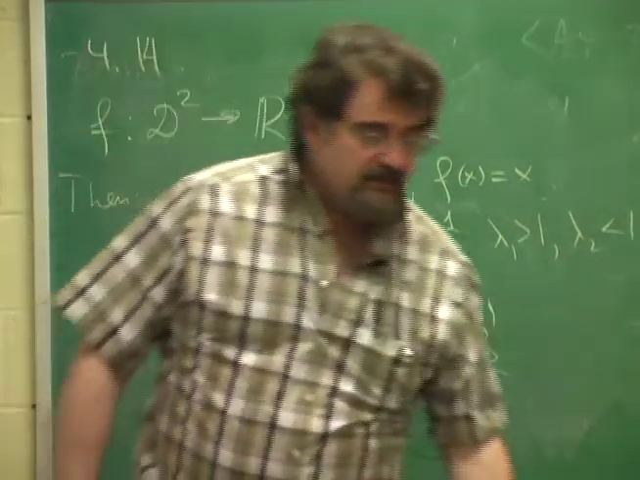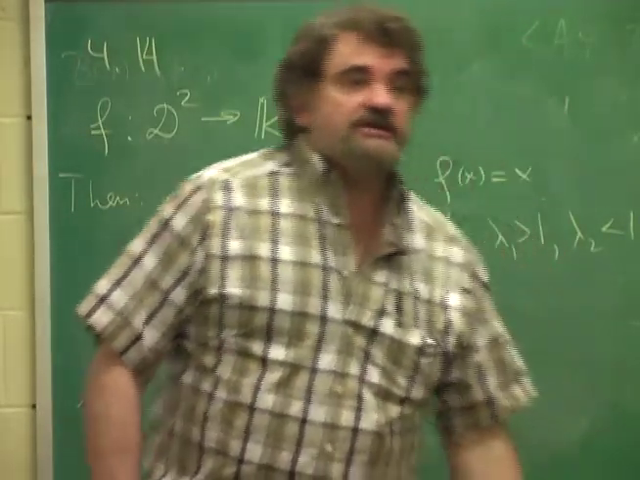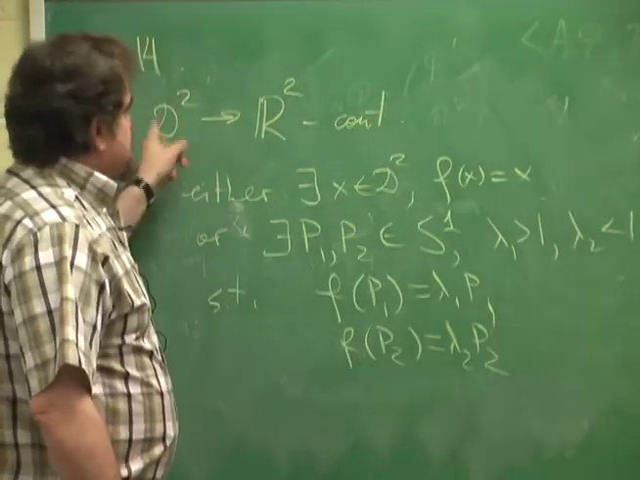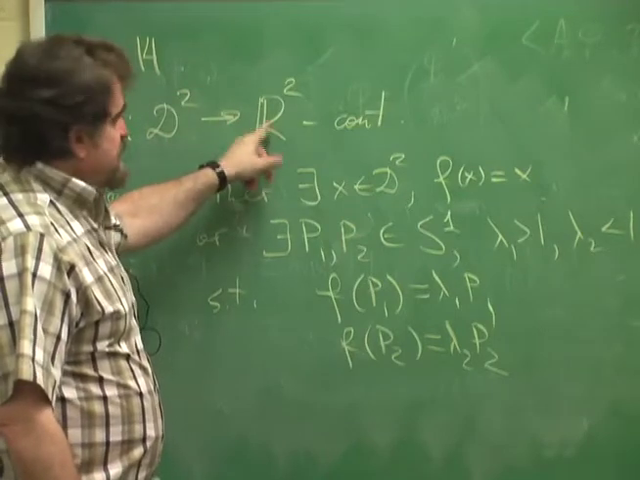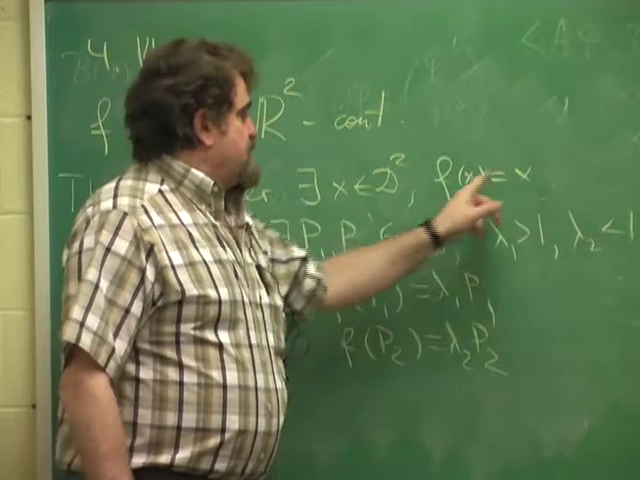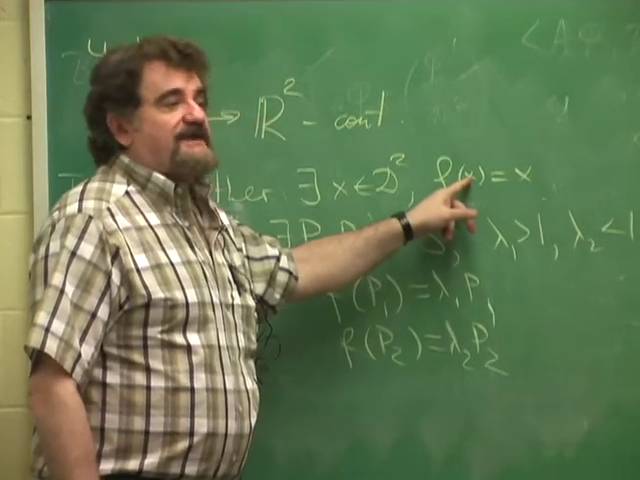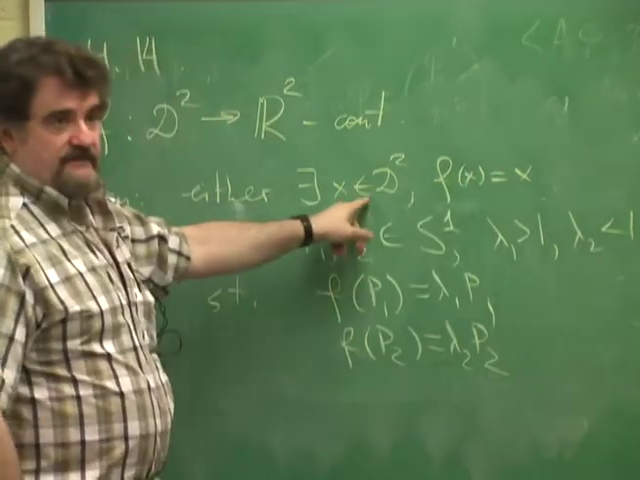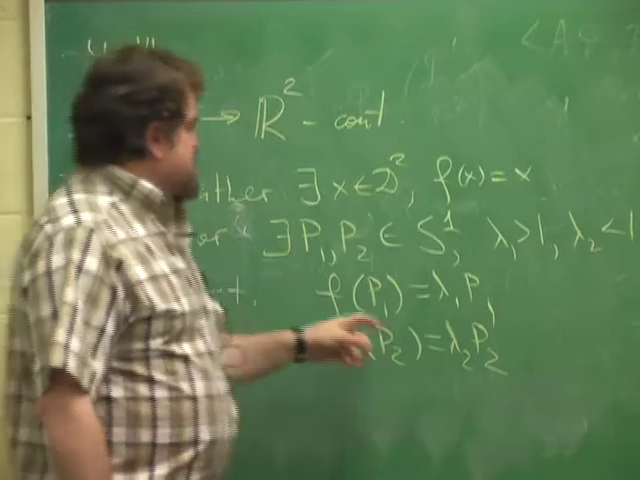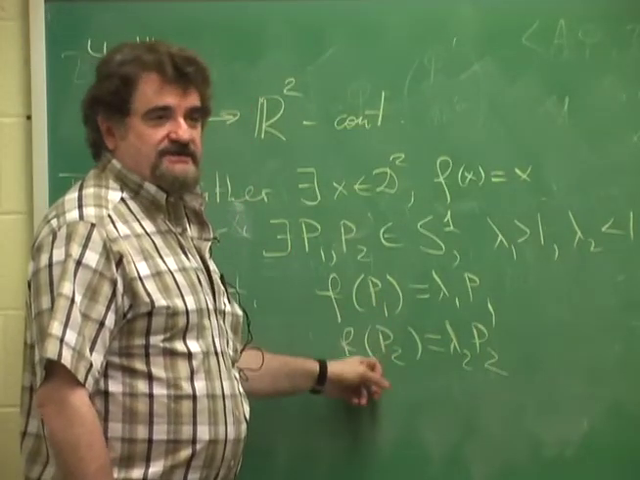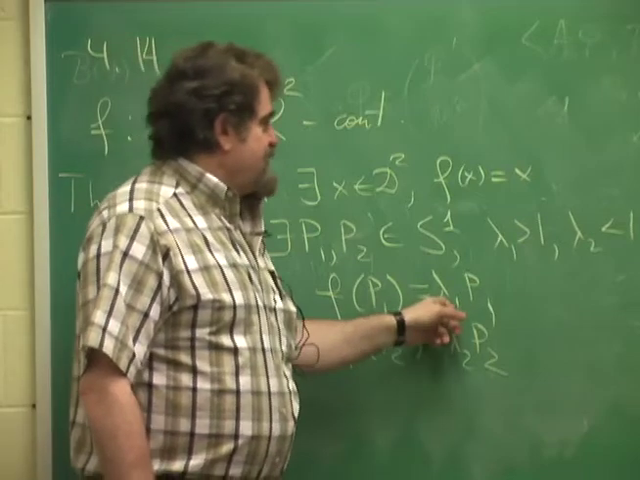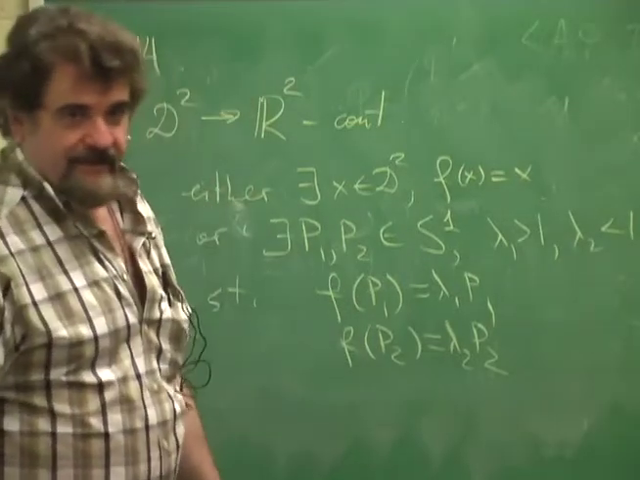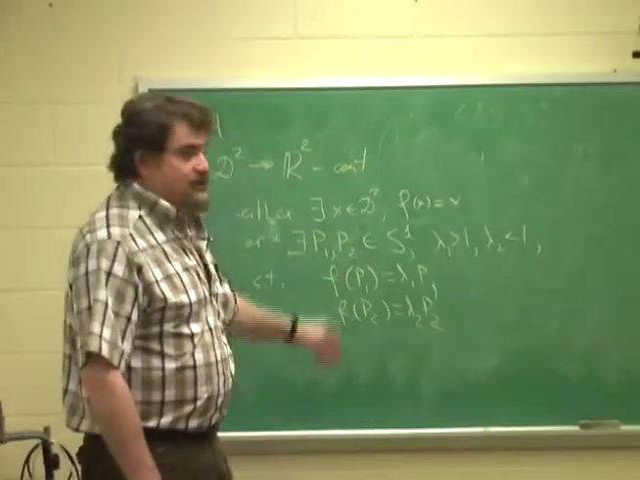So a strange kind of nonlinear eigenpoints. So if I have a mapping from the whole disk to the plane, then either there exists an eigenpoint with eigenvalue 1 exactly in the disk, or there exist 2 points on the boundary of the disk with eigenvalue greater than 1 and eigenvalue smaller than 1. Smaller than 1, it could be negative.